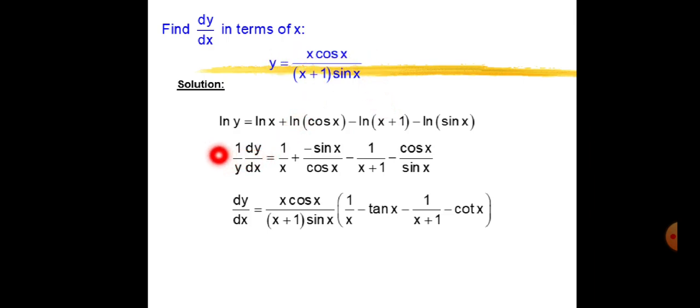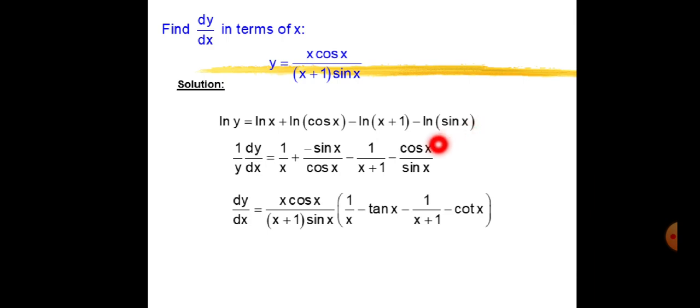And now find the derivative. Ln y equals 1 over y times y prime. You can write y prime as dy dx. Ln x, its derivative is 1 over x. Ln cosine, ln u equals u prime over u. So we have cosine u down here and its derivative up, or you can deal with it by 1 over cosine times the derivative of what is inside. The derivative of cosine is negative sine x. Minus ln x plus 1, its derivative is 1 over x plus 1.